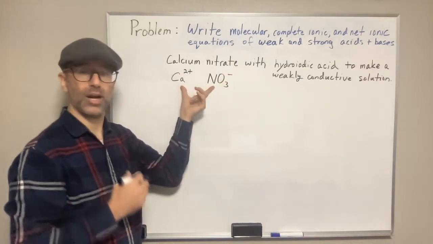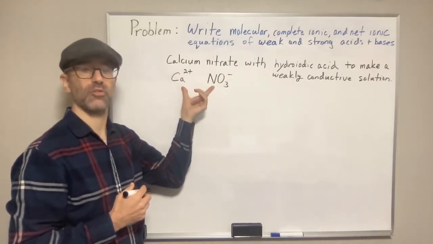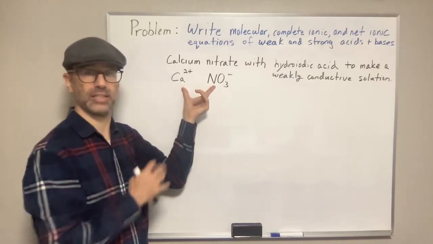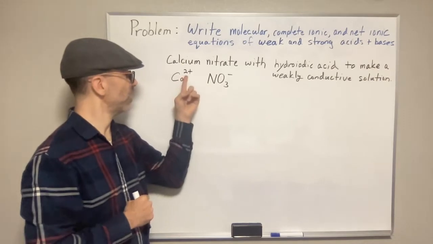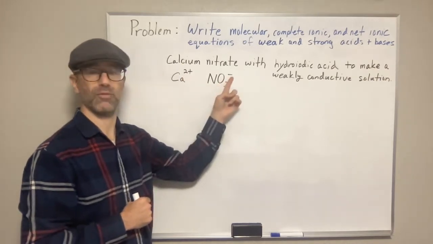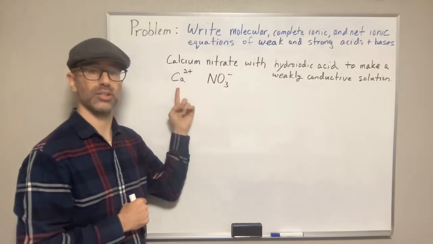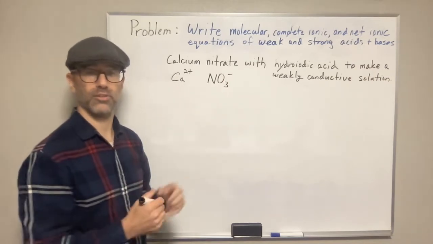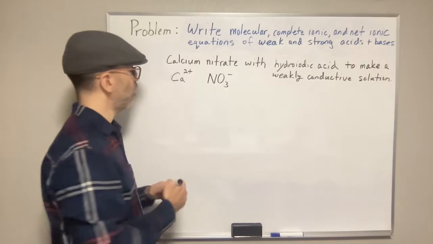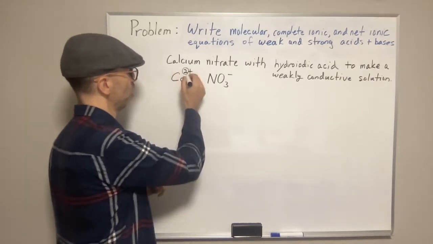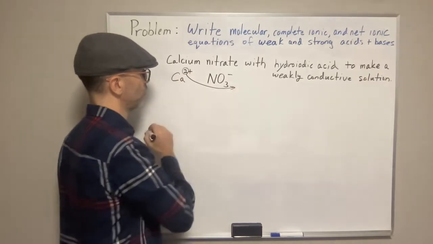When we write our formula for an ionic substance, we want to have a neutral charge. We want to balance the positive and minus charges. So here I have a 2 plus and I have a negative 1. So I'm going to need 2 nitrates to balance the 2 plus charge. Another way you could do this is the crisscross method. All that is, you're going to take the number of the charge here and you're going to write it as a subscript over here.